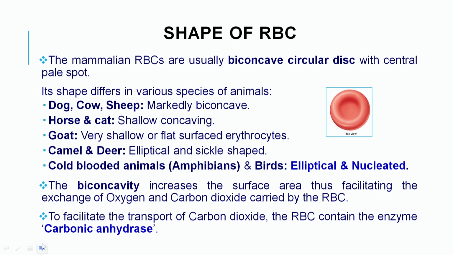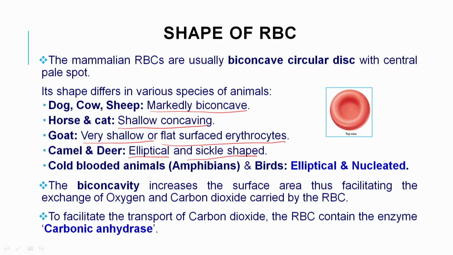If you talk about the shape of RBC, it is usually a biconcave circular disc with a central pale spot. The shape of the RBCs varies in different species like dog, cow and sheep. It is markedly biconcave, whereas in the horse and cat, there is a shallow concavity. In the goat, it is a very shallow or flat-surfaced erythrocyte. In the camel and deer, it is elliptical and sickle shaped.